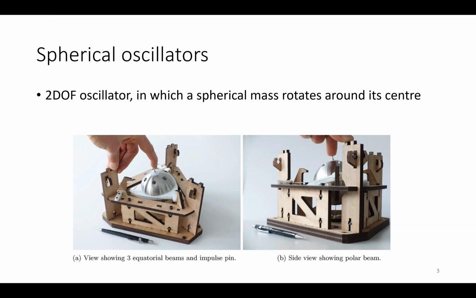It has 2 degrees of freedom, as the first degree of freedom is choosing in which direction to tilt the sphere, and the second is how far we tilt the sphere. There's naturally a restoring torque which tries to put the sphere back to its primary position.